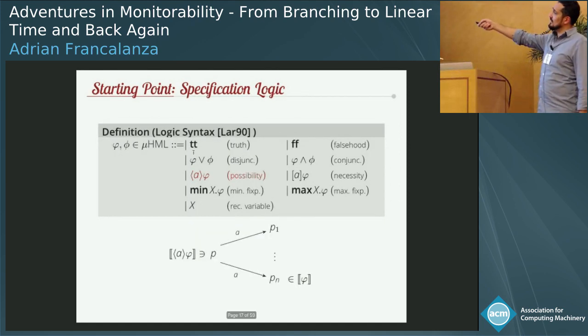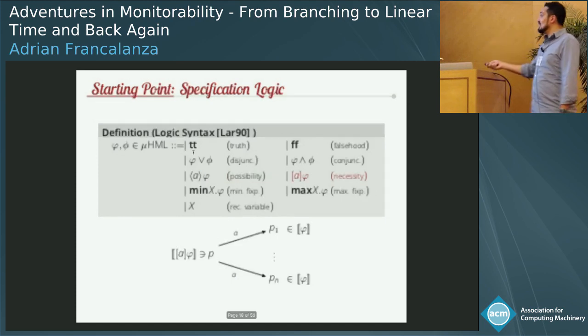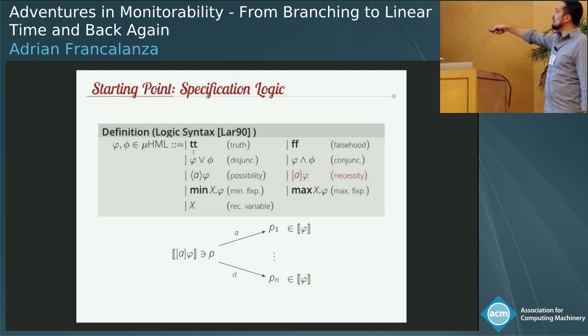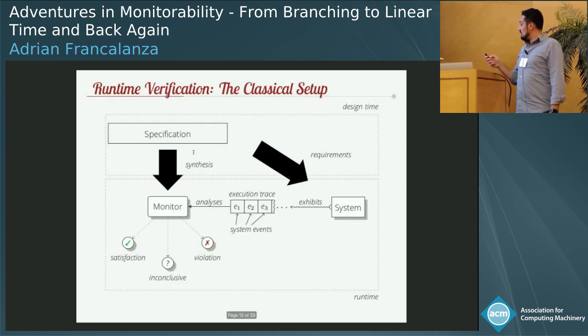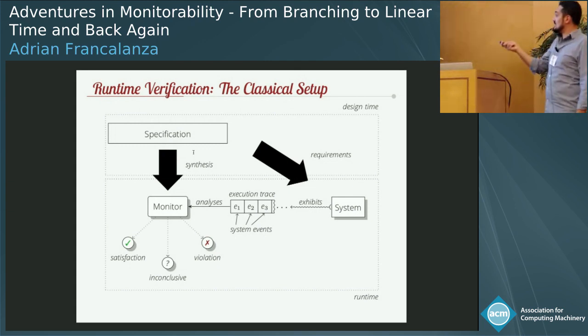So the existential modality essentially says that a system must have at least one transition, A, that leads you to a state that then satisfies psi. And the universal modality is, as you would expect, all the A transitions, possibly none, lead you to a state that satisfies psi. Okay, so we have defined the semantics here. We can now relate the two.